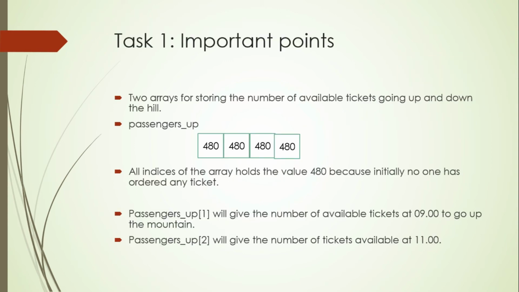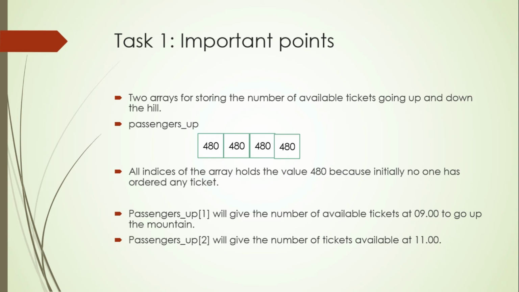So for task 1, I'm using 2 arrays. passengers_up is going to store the value 480, 480, 480 and 480 on all indices. All indices of the array hold the value 480 because initially no one has ordered any ticket. So before our program is running, we need to initialize my array passengers_up. I'm using passengers_up to store the number of free tickets available for each time interval the train is going to go up.